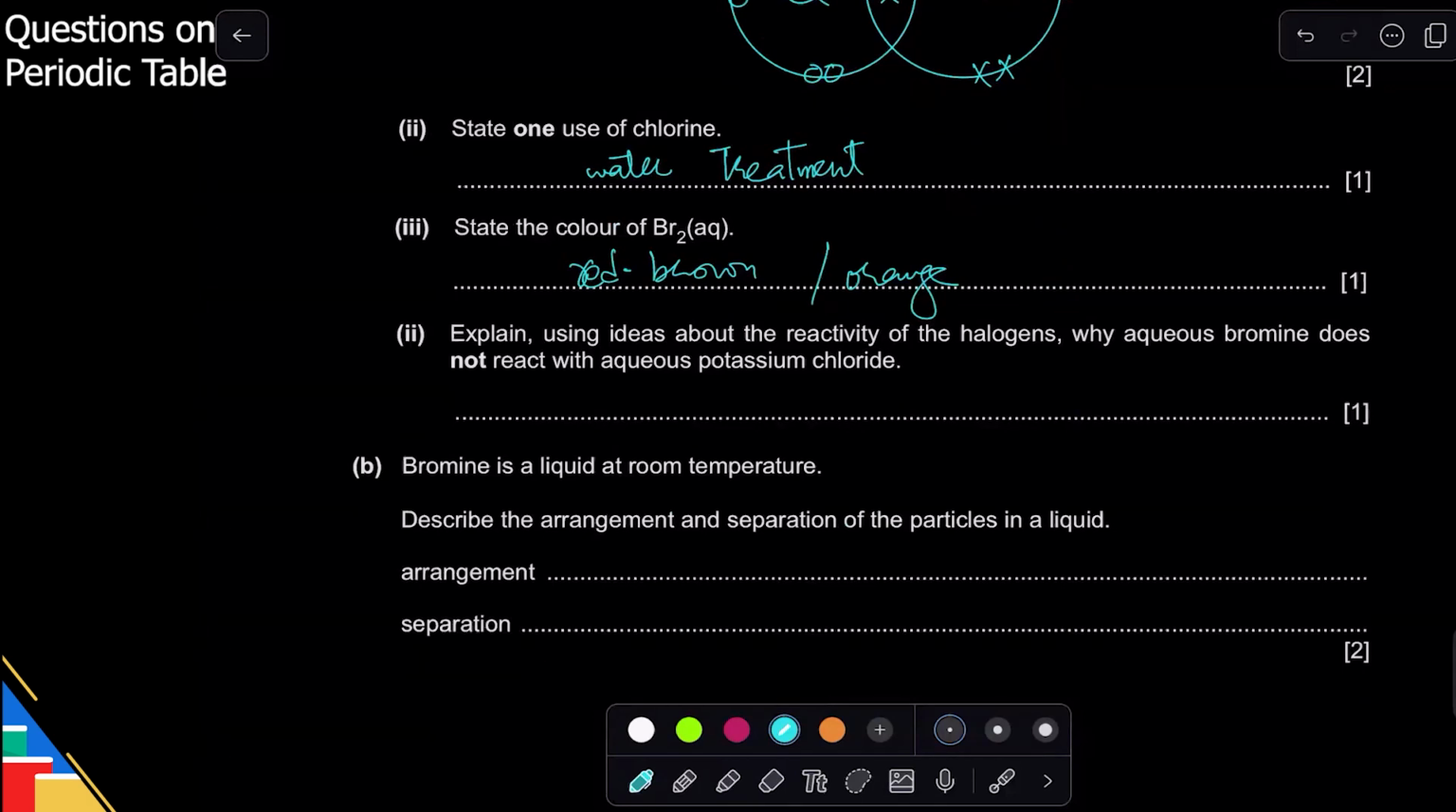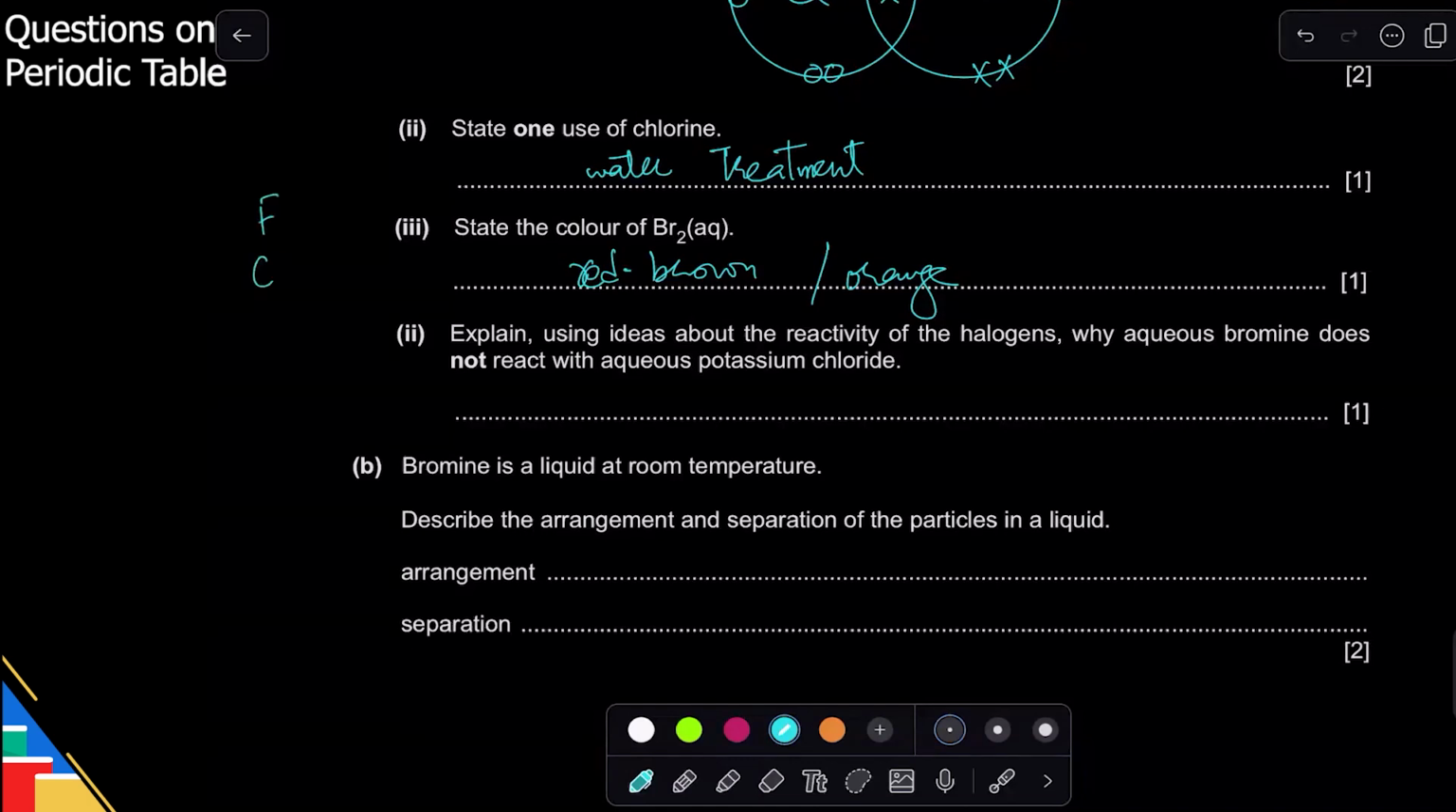So what's the comparison here? The comparison is not with potassium. It's about halogens. So you have two halogens: one is bromine, the other is chlorine. So what's happening here? Chlorine is higher in the periodic table. Bromine is lower in the periodic table.